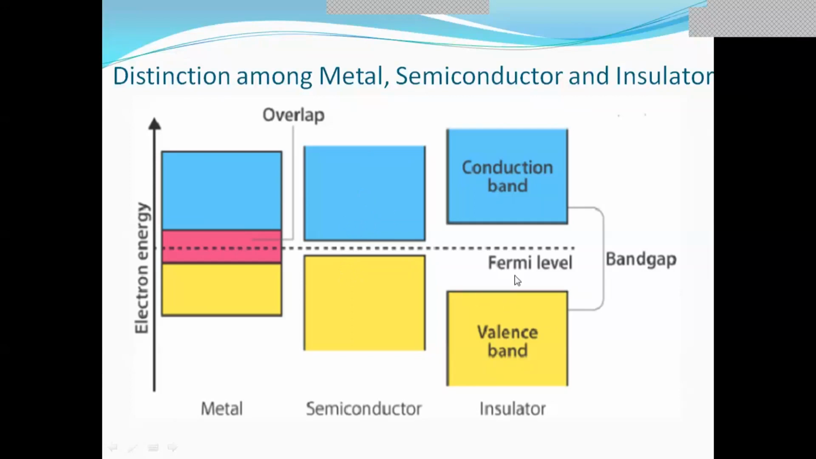In insulators, there is a large energy gap, or band gap, between the conduction band and the valence band, and therefore movement or migration of electrons is not possible. Therefore, electric flow is not possible in insulators.